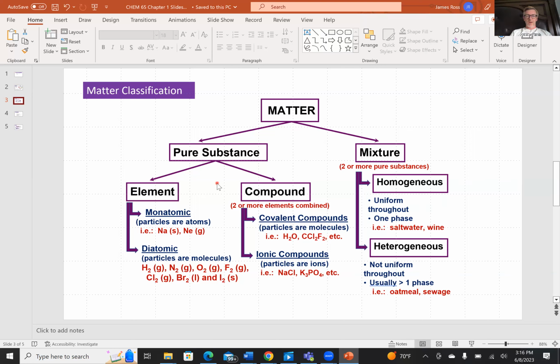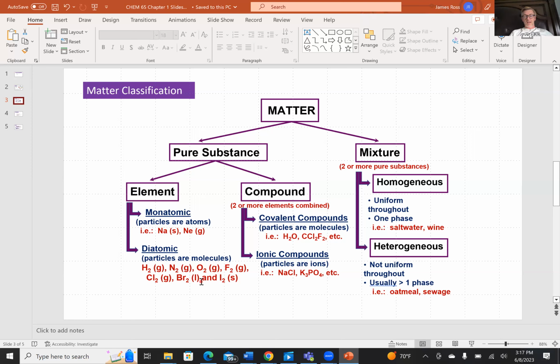Moving over to the left now, looking at pure substances, there are two categories. Elements: there are 118 elements in the periodic table. Any one of those would be considered pure, whether they're monatomic, so existing in isolation. The examples given here are sodium, Na, or neon, Ne, or any one of the other 118 elements.